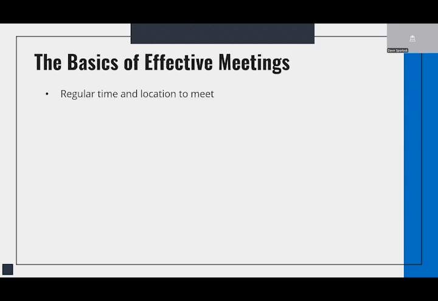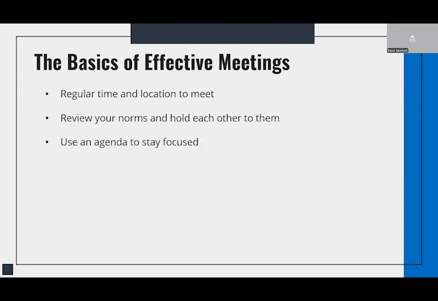Regardless of what type of meeting you are leading or participating in, there are a few basic guidelines to help things run smoothly. First, it's important to establish a regular time and location to meet. Next, as you begin each meeting, take a moment to review the norms your team has created. It's also important that you have a professional agreement to hold each other accountable to these norms in a kind and professional way. Another key to successful meetings is to use an agenda to keep the team focused.